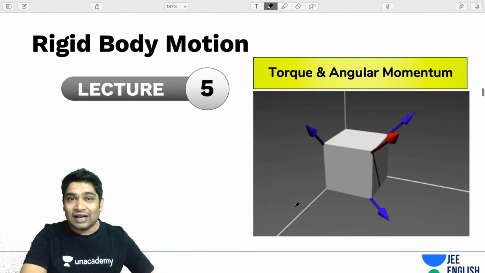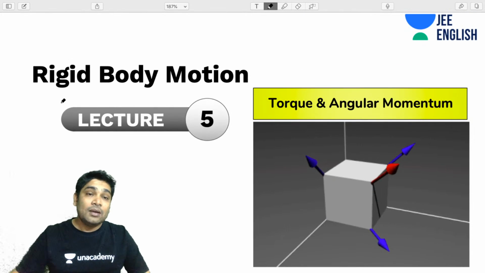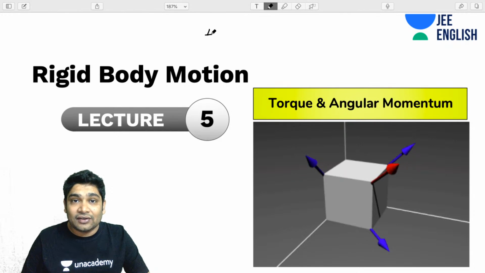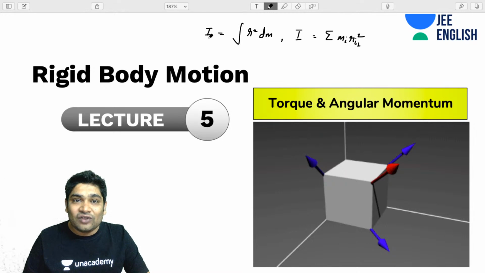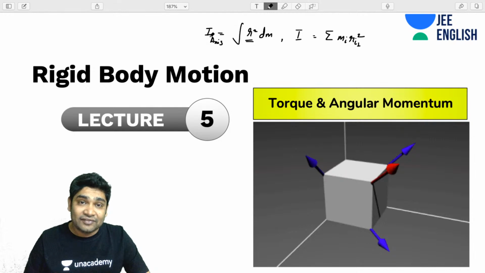Now, first we'll resume our discussion of rigid body motion. In the last class, we were talking about moment of inertias, how to calculate moment of inertias. First we realized that moment of inertia for any continuously distributed mass can be calculated as integral of r squared dm, and for any discrete mass system, I would be summation of m_i r_i squared, right? Now, once we decide this, we also realize that I is always defined about an axis, and this r is supposed to be the perpendicular distance from that axis. So theoretically, a body can have infinite moment of inertias.